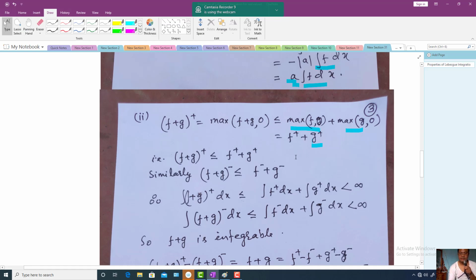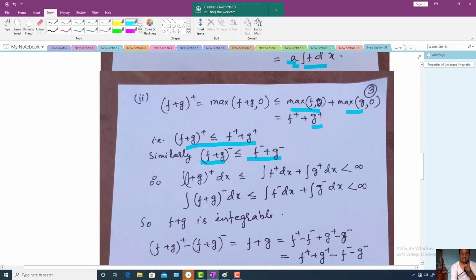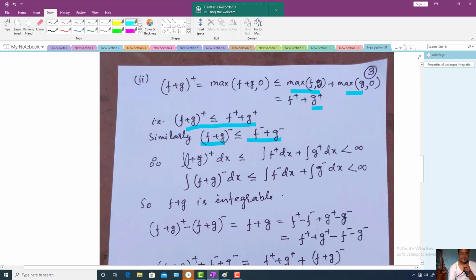So the maximum of f plus g is less than or equal to the maximum of f plus the maximum of g, that is, f positive plus g positive. Is this inequality always true? Yes. Similarly, for the case of the negative part, this is also always true. This is a non-negative measurable function, so the Lebesgue integration is defined. This is also a non-negative measurable function, so its Lebesgue integration is also well defined.